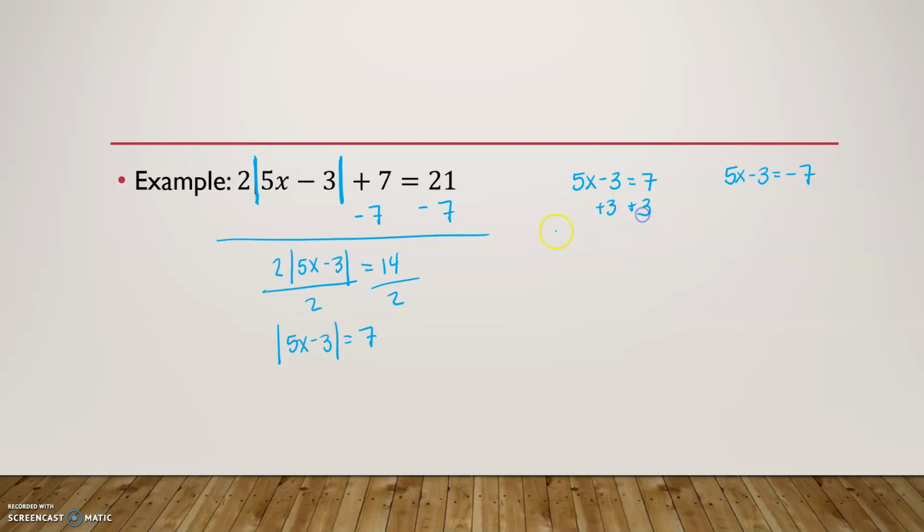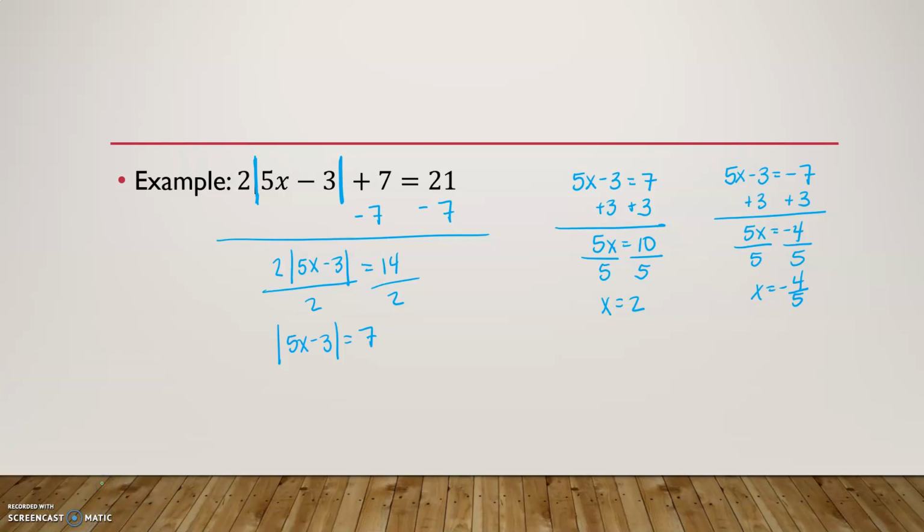So I've got plus 3 to both sides, and then divide by 5, x equals 2. Over here, I'm going to add 3. 5x equals negative 4. Divide both sides by 5. And I get x equals negative 4/5. Please leave your answer as a fraction.